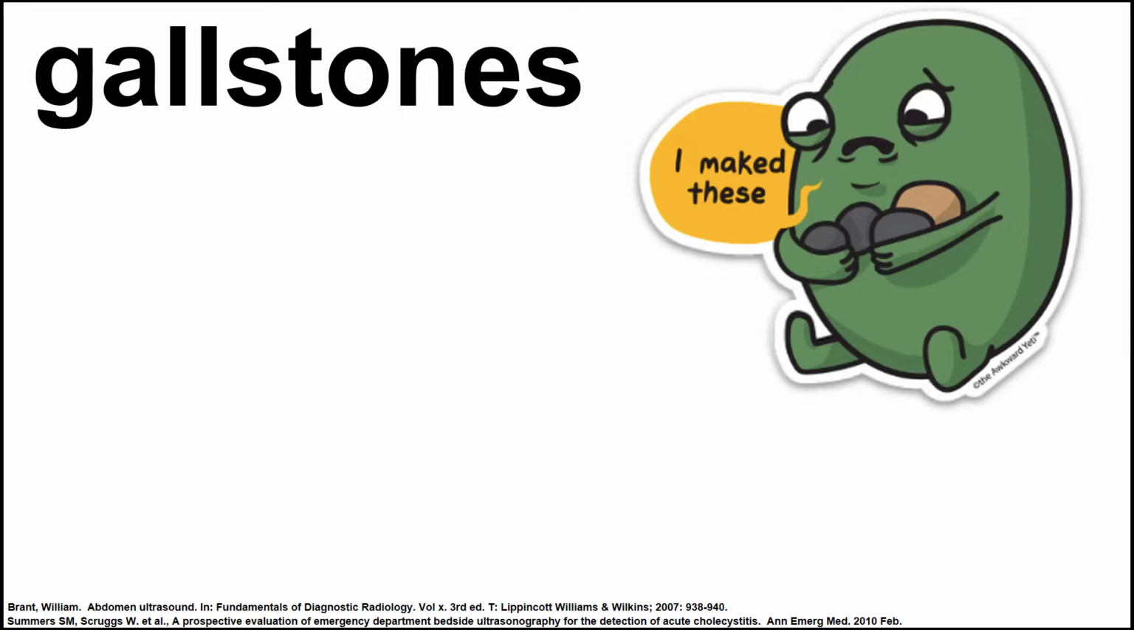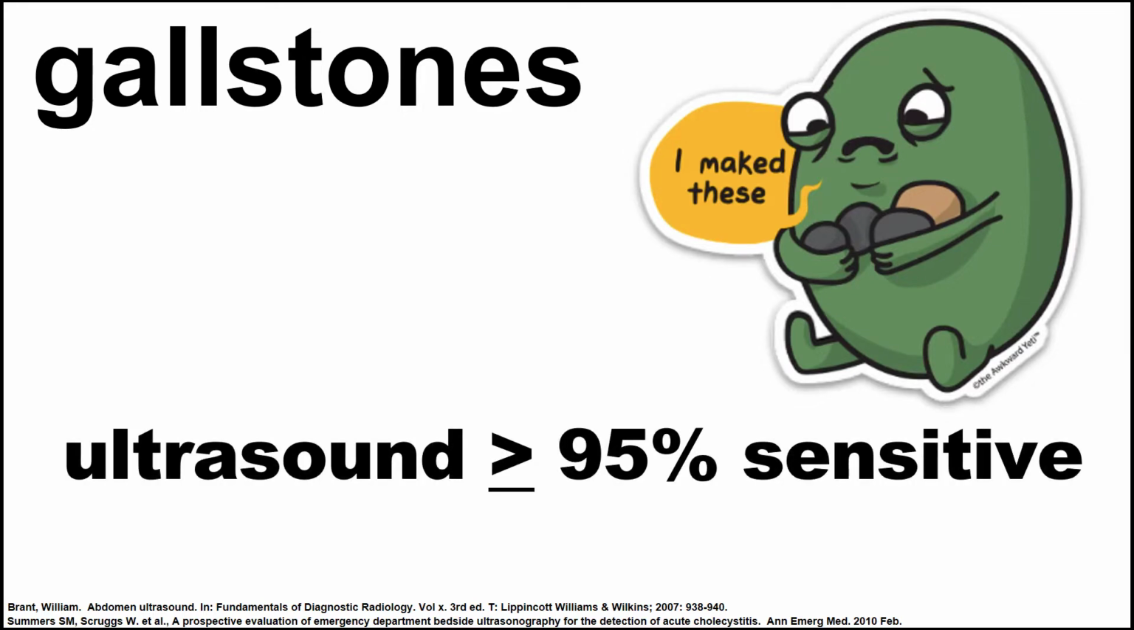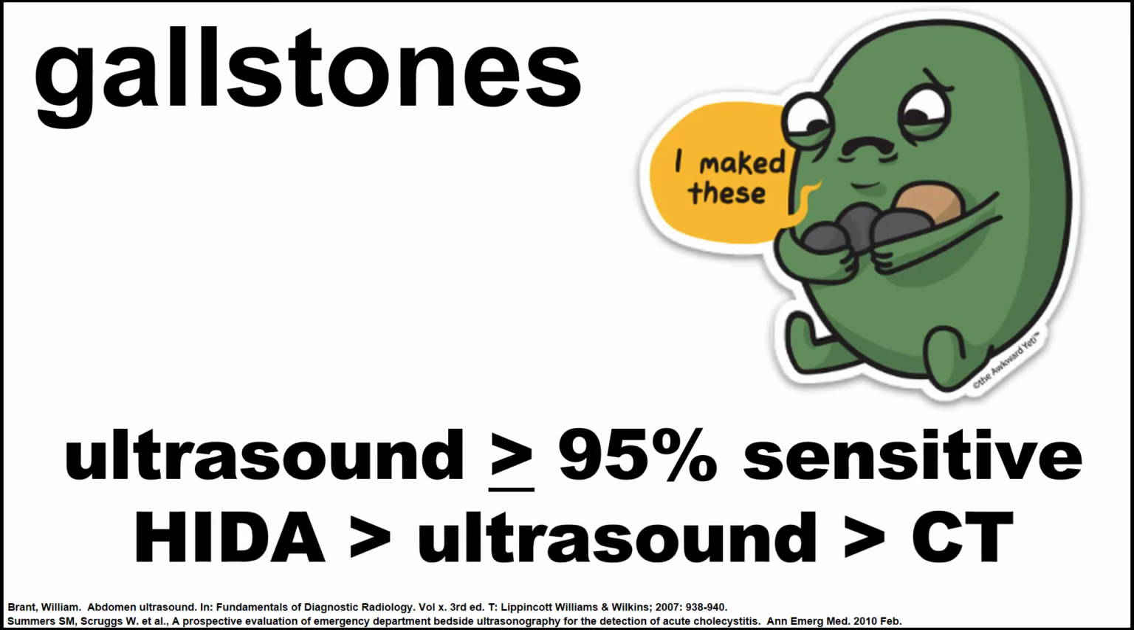When it comes to gallstones themselves, know that ultrasound is really the most sensitive thing for helping you to evaluate gallstones. It's greater than 95% sensitive, and CT scan, on the other hand, is only about 80% sensitive. But when it comes to cholecystitis, HIDA is actually a little bit more sensitive than ultrasound itself, but we routinely do ultrasounds because it's more readily available.